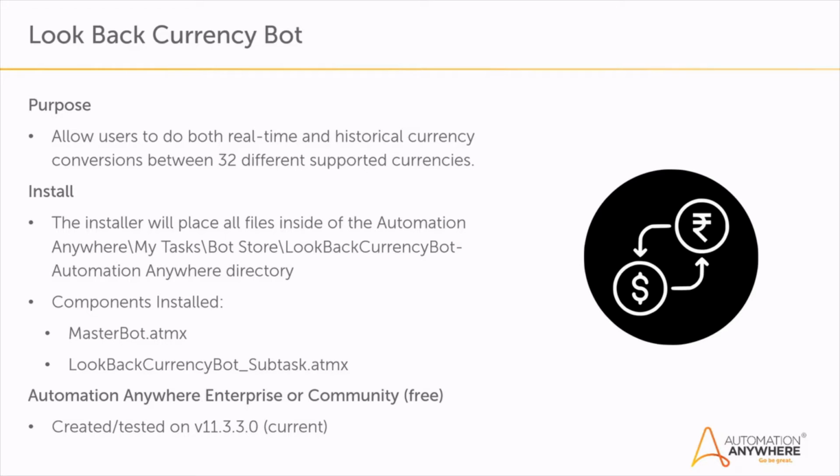The main component in this bot that's doing all the work is the LookBackCurrencyBot subtask. This subtask is taking in the input and output currency types as well as the input amount. It will then also return the output amount, which is the converted input amount from currency 1 to currency 2. Additionally, it will be ready to take in a date if you want to do that historical currency conversion.